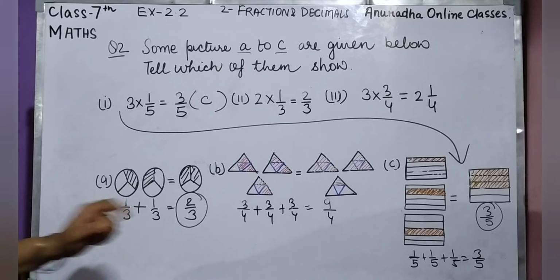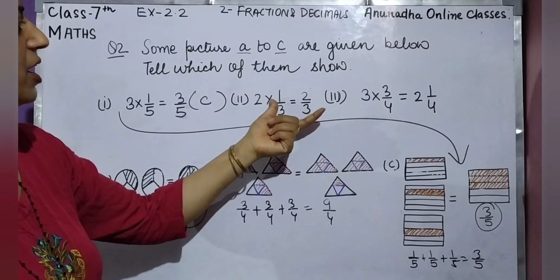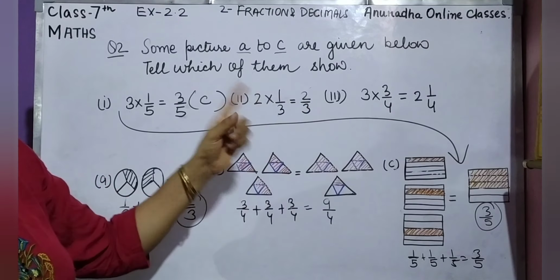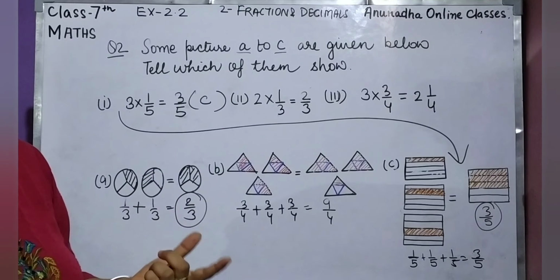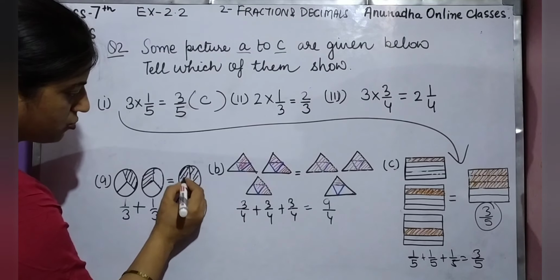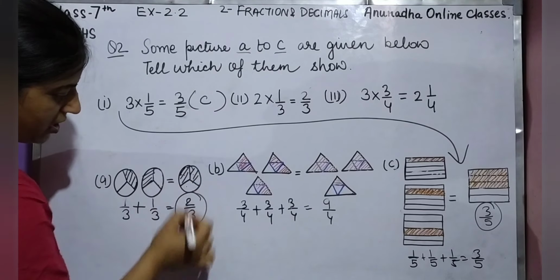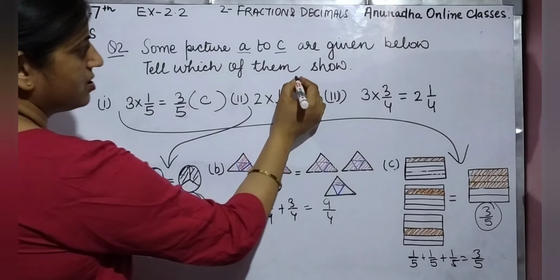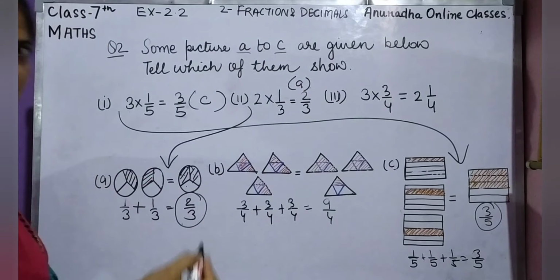Right? Now see the second one. 2 into 1 by 3 that is equal to 2 upon 3. अब 2 upon 3 मतलब 2 shaded होना चाहिए and 3 में से 2 shaded होना चाहिए. Let us see. 1, 2, 3 में से 2 shaded, 2 by 3. So this one is this. That is A part. Right?